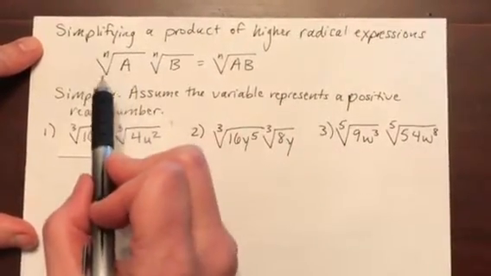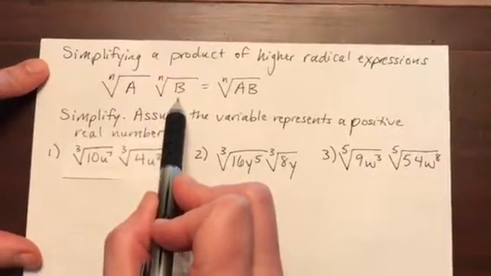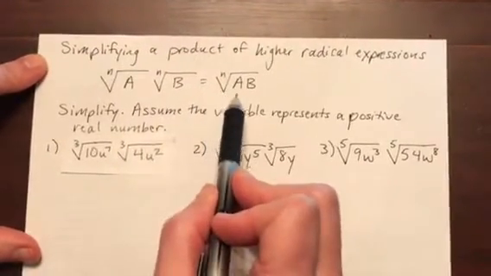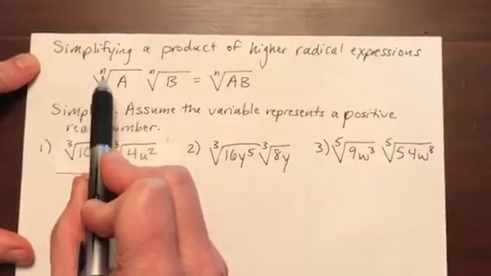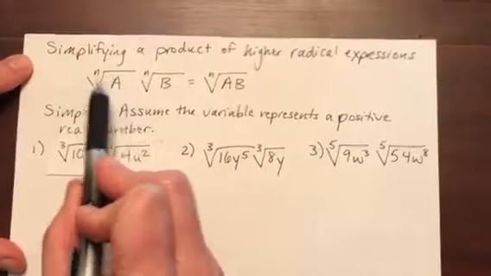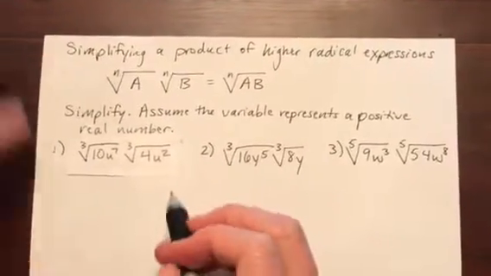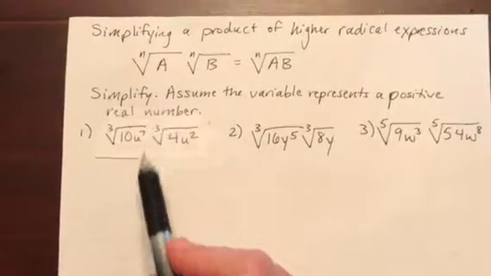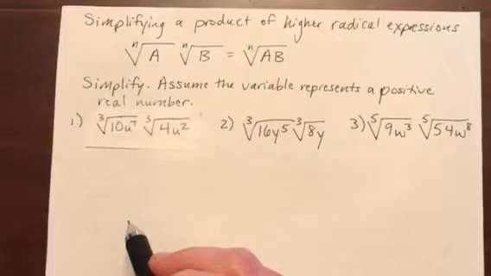Just like with the square root, if we have the nth root of a times the nth root of b, that's equal to the nth root of a times b. So we've been using n equals 2. Now in this case we'll discover we can do it with higher numbers for n, like 3 and 5. So our directions say simplify, assume the variable represents a positive real number.